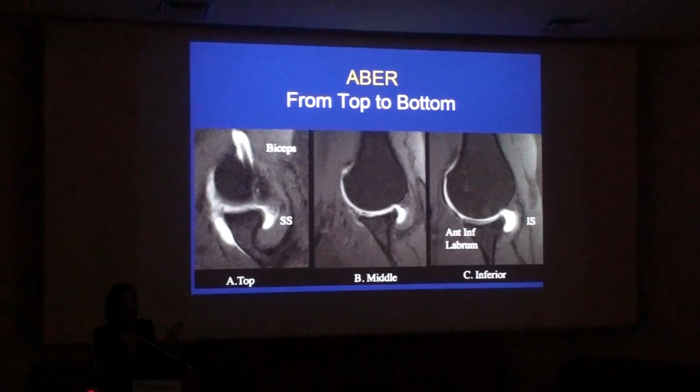And here we see we're getting more inferior, so we're seeing the mid labrum, the undersurface of the supraspinatus, and then at the bottom is where the Perthes lesions will stand out, the Bankart's in front, the inferior glenohumeral ligament tears, and then the infraspinatus tendon at the bottom.